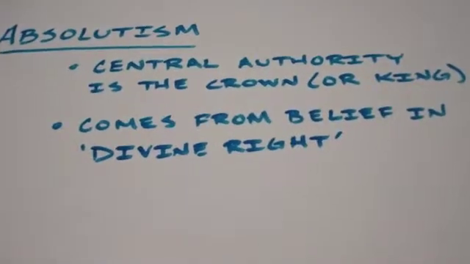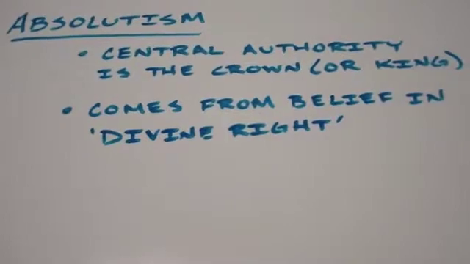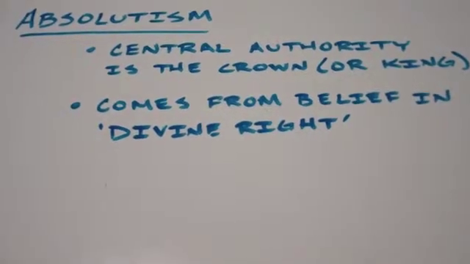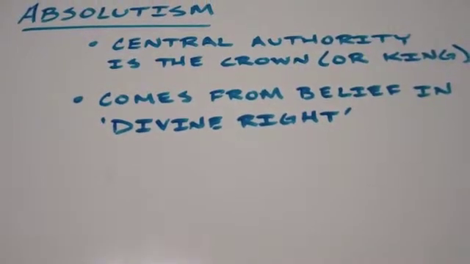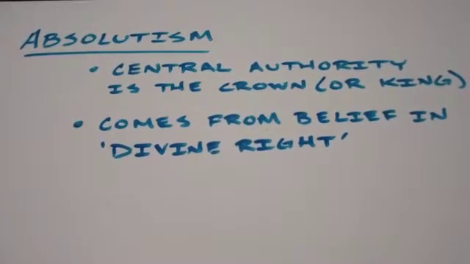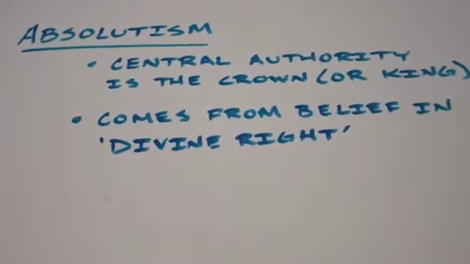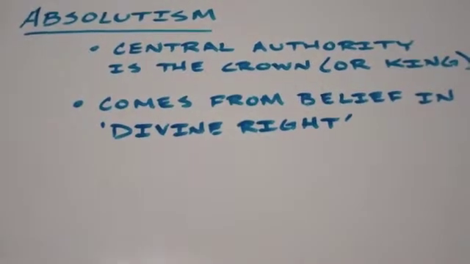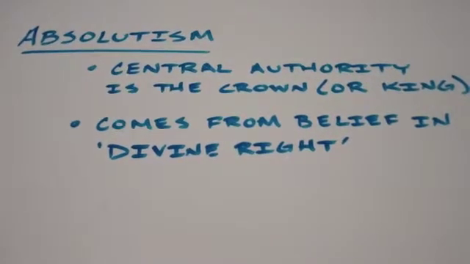Absolutism in its most basic form is the idea that the central authority comes from the crown or king, and this comes from the belief that the king's right or ability to rule comes from the divine right, that he has been put in authority by God, and so therefore he answers to no man. And we'll get more into other characteristics.